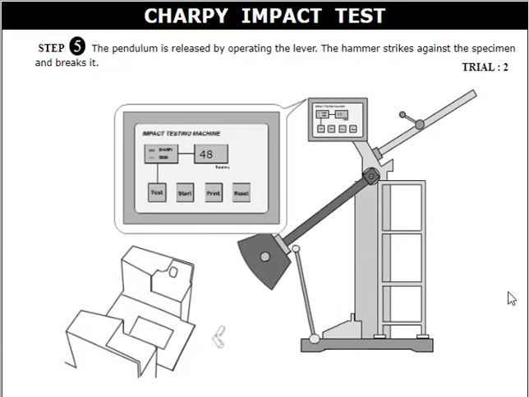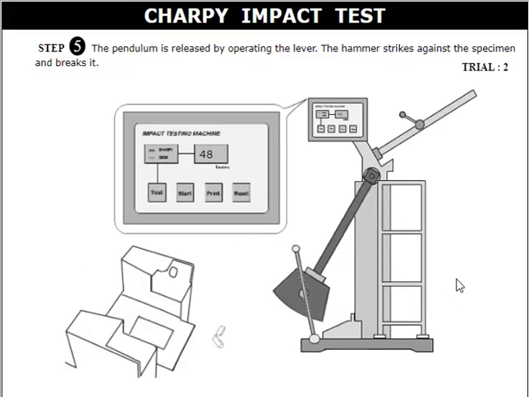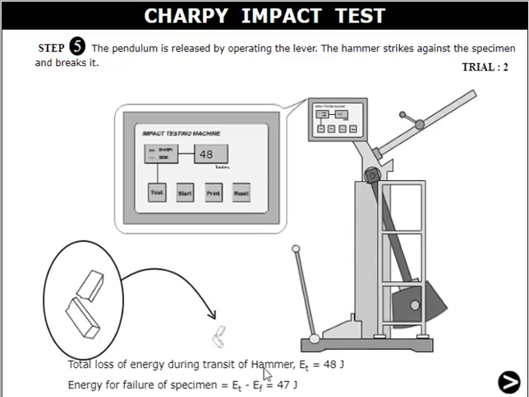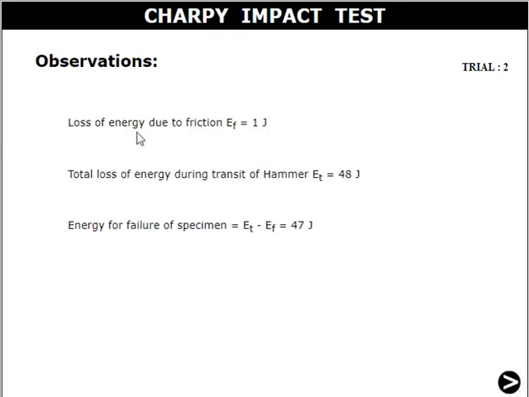So here we can observe the sample is broken now in trial number 2. So we will get 48 joule as energy, the total loss of energy during the transit of the hammer, Et, 48. Then the energy for failure of the specimen is equal to the total loss of energy during transit of hammer minus loss of energy due to friction. So that will be 48 minus 1 is equal to 47 joule.